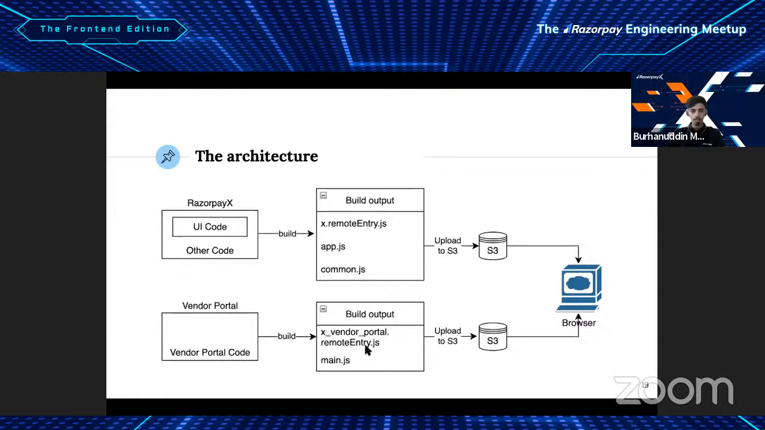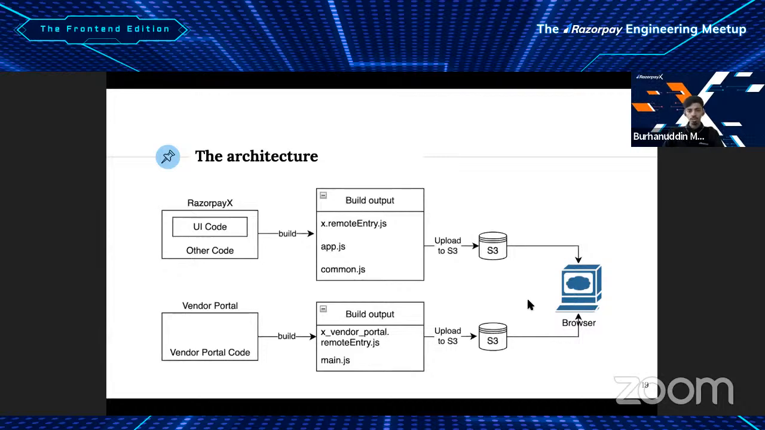To give you an idea about what the architecture will look like with Module Federation, you have the Razorpay X code. The UI code is inside Razorpay X, and the vendor portal code can be built independently of each other. They will both generate a remote entry file. For X, we call that file x.remoteentry.js. Similarly, x-vendor-portal.remoteentry.js. Both the outputs get uploaded to S3. And at runtime in the browser, both the bundles get loaded. Obviously, vendor portal gets lazy loaded and they just work thanks to Webpack.